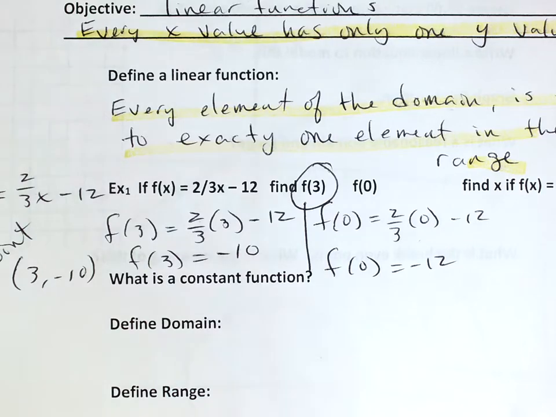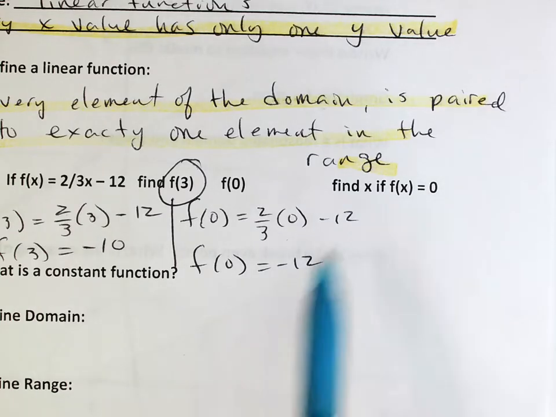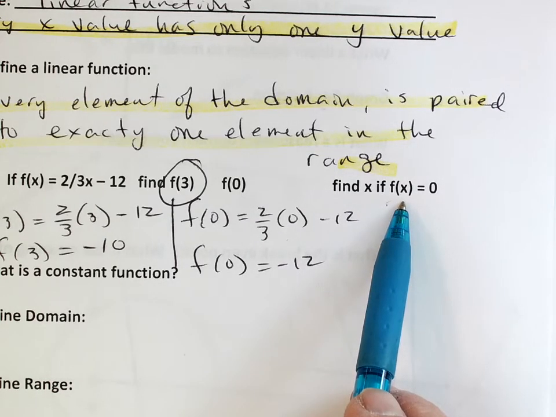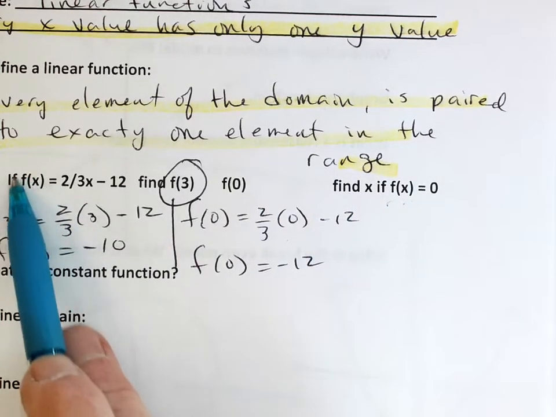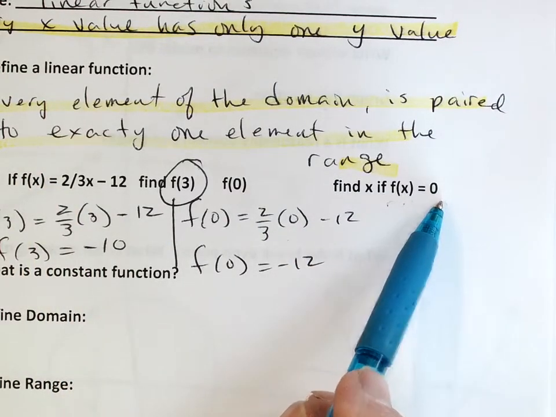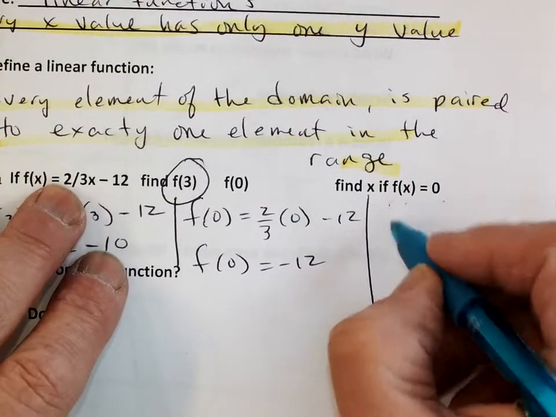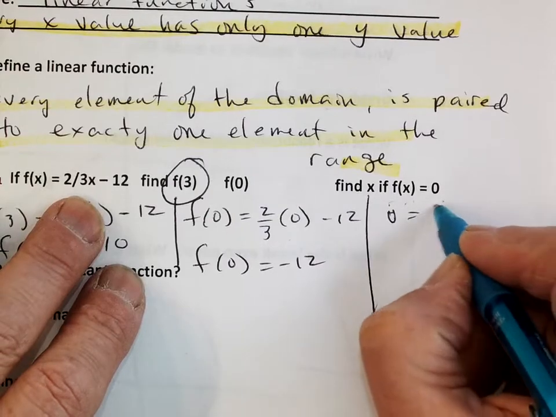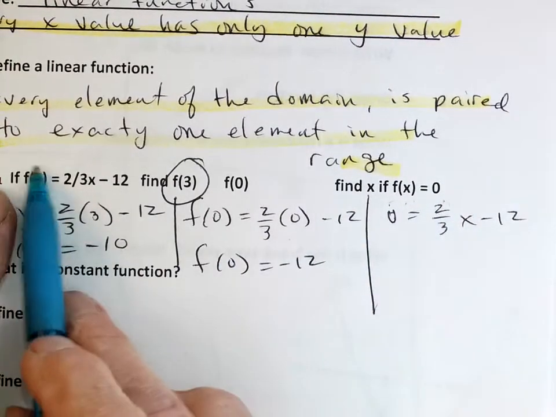Now, this one's different. Hopefully you see that it's different. It says f of x is equal to 0. So instead of writing f of x, we're going to write 0 right here. f of x is 0. So I'm going to go ahead and rewrite this one as 0 equals 2/3 x minus 12, because it says f of x equals 0, so let's write 0 right here.